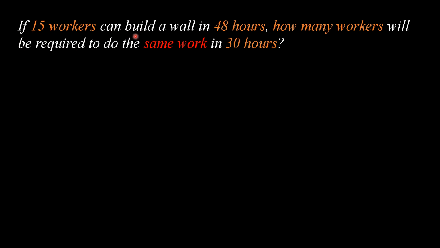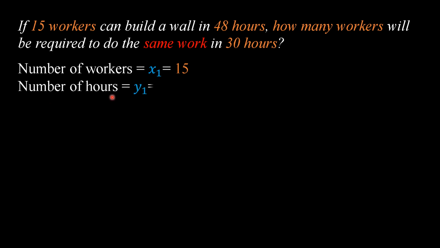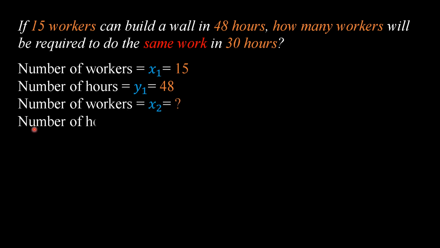If 15 workers can build a wall in 48 hours, how many workers will be required to do the same work in 30 hours? Let the number of workers x1 be 15. Number of hours y1 is 48 hours. Number of workers x2 we have to find out when the number of hours given, y2, is 30 hours.